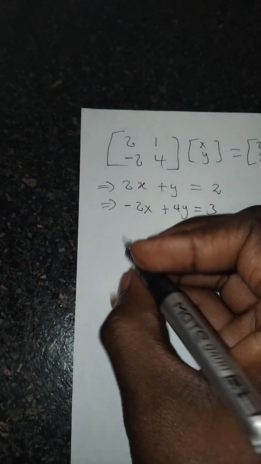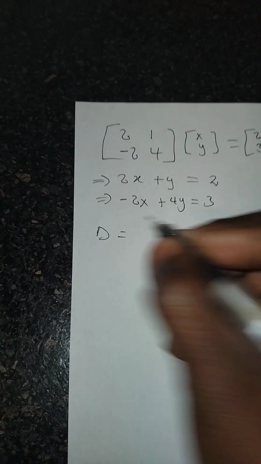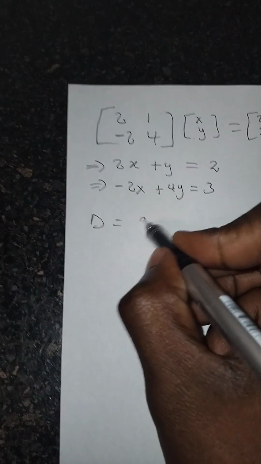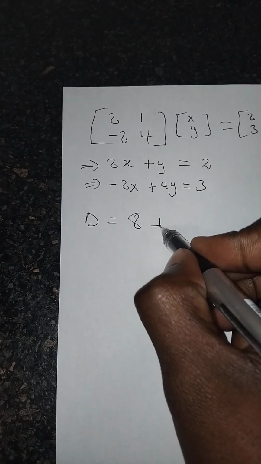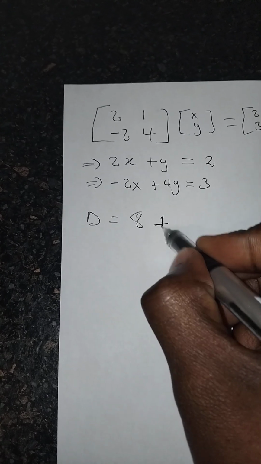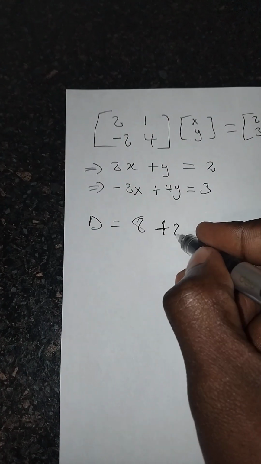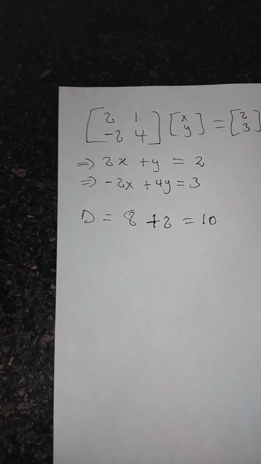The first thing we want to find is the determinant. So the determinant D is going to be 2 by 4, that is 8, plus 2 by 1, which is 2. So the determinant there is 10.